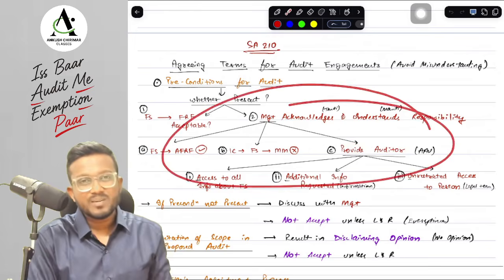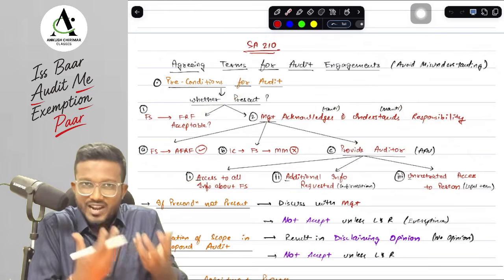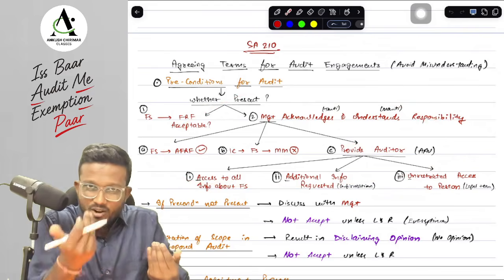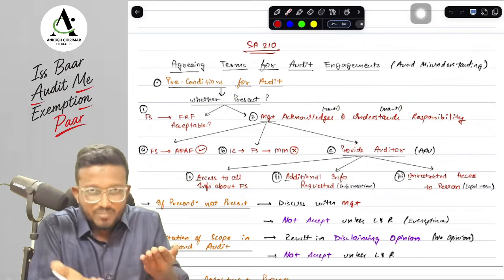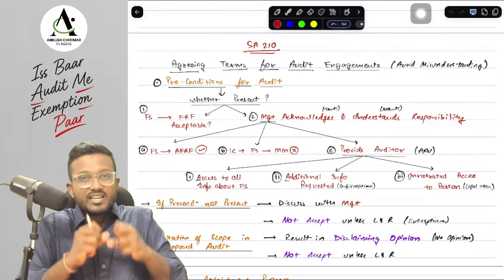Now how will we remember these preconditions, sir? Obviously we are going to audit financial statements. Financial statements are prepared on the AFRF basis, so AFRF should be acceptable at least. Secondly, management is acknowledging its responsibility.